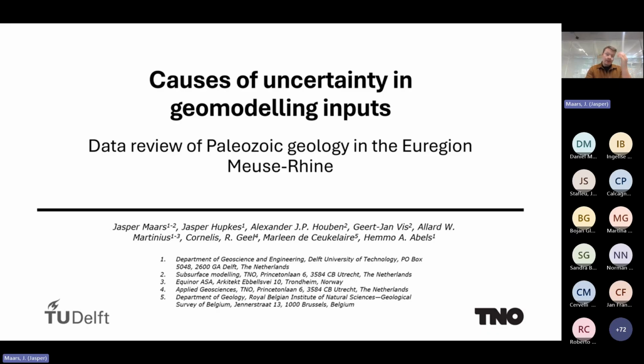And another disclaimer is that we did not include seismic data in this review. That was not within our scope, and it's already been done. And also, we are more on the explicit side of the modeling spectrum. So what we assessed and examined are more geological maps, cross sections, stratigraphic borehole profiles, those kind of geomodeling inputs.